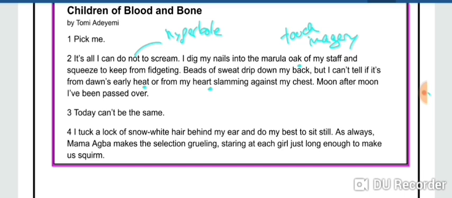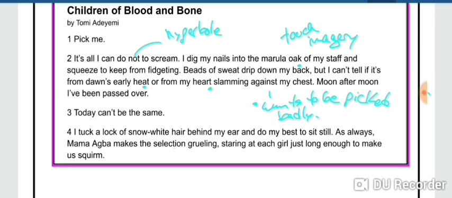Okay, so this person is anxious about being picked, wants to be picked badly. And this person has had problems in the past being picked as well. So I've been passed over. Today can't be the same.